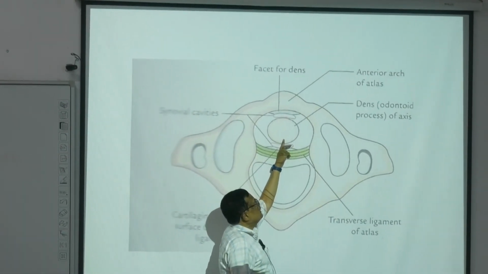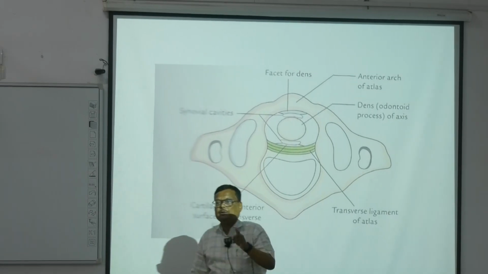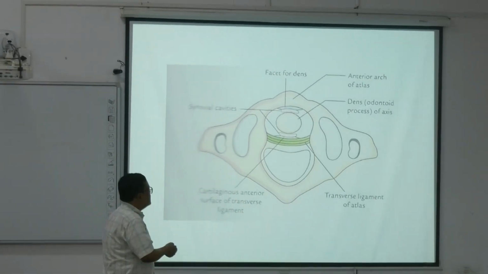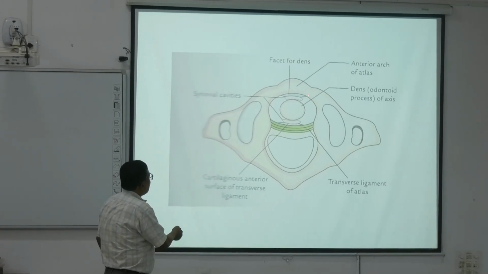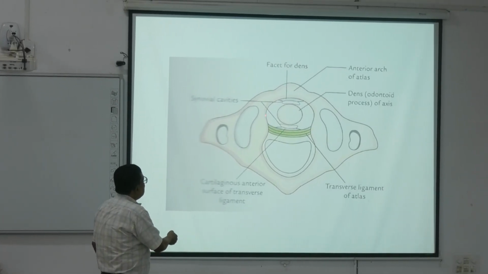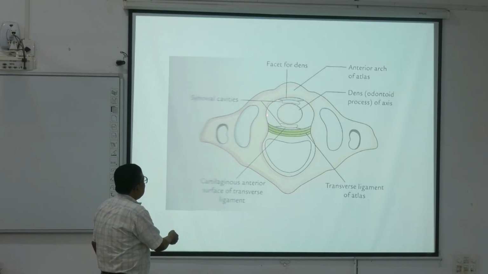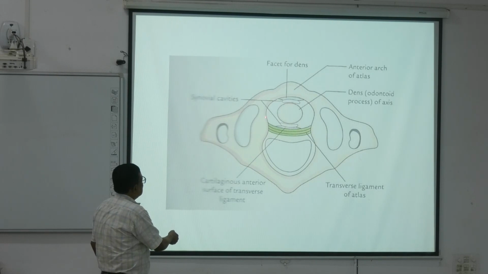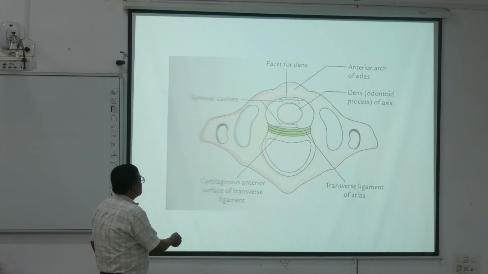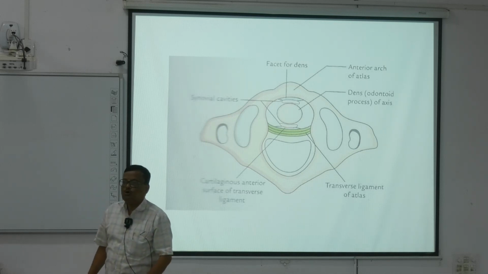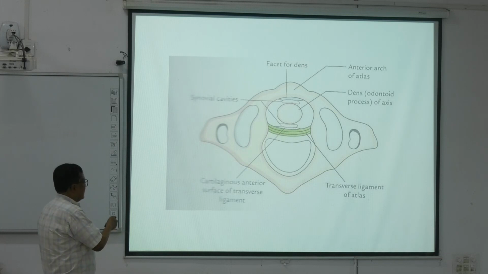এইটা হচ্ছে ওডোনটয়েড প্রসেস, এটা হচ্ছে axis cut section, odontoid process or dens, and ring is formed by this. Anteriorly, the ring is formed by the anterior arch and medial surface of the lateral mass of the atlas. এই জায়গাটাকে বলে lateral mass of the atlas. So mainly it is formed by the anterior arch of the atlas, and the posterior part of the ring is formed by a ligament which is known as the transverse ligament of the atlas.